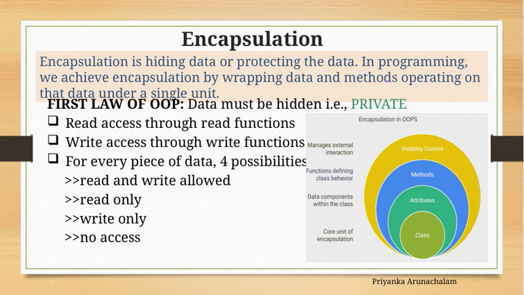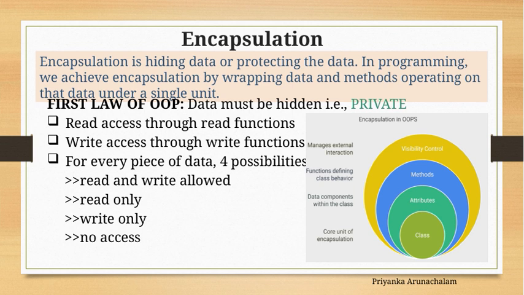Now, according to Priyanka Arunachalam, the first law of object-oriented programming is that data must be hidden, meaning it should be private. To access this data, we use read functions for reading and write functions for modifying it. For each piece of data, there are 4 possible scenarios. First, both read and write are allowed, giving full access.